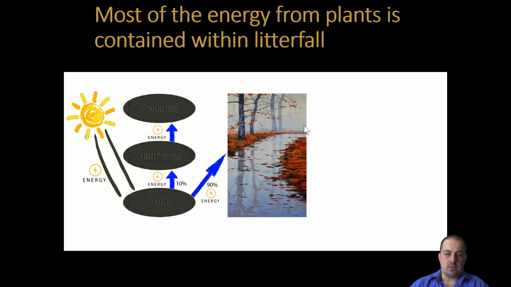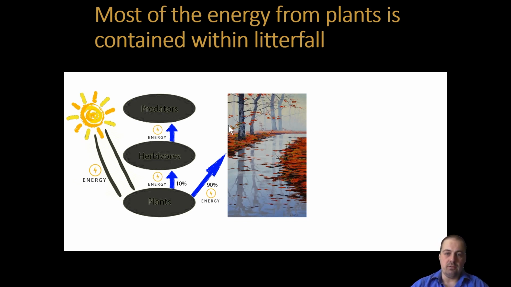Now, a really interesting concept is that very little of the energy that is produced by plants is actually passed along to primary consumers, or in this case, herbivores. So 10% of vegetation is actually eaten by herbivores. The remainder, so 90%, actually ends up falling to the ground as dead or dying litterfall, as is depicted by this lovely picture here. So you can see the ground here is covered in dead or dying litterfall.